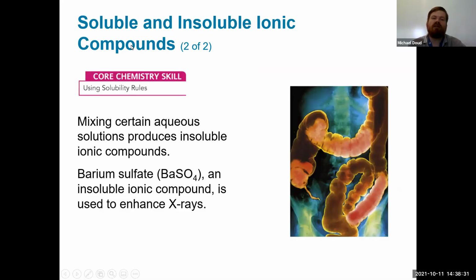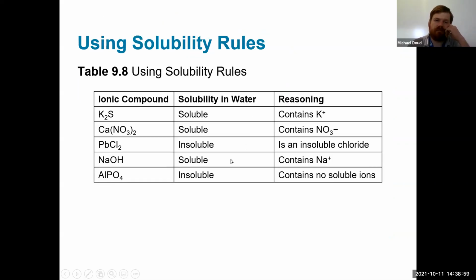So when you mix certain aqueous solutions, you get certain insoluble ionic products. And this is useful because you can actually do barium dosing in your intestines, I think. That's an insoluble ionic compound, and it's a way that you can see X-rays a little bit better. So that's an example of an insoluble ionic compound coming in handy in a medical location.